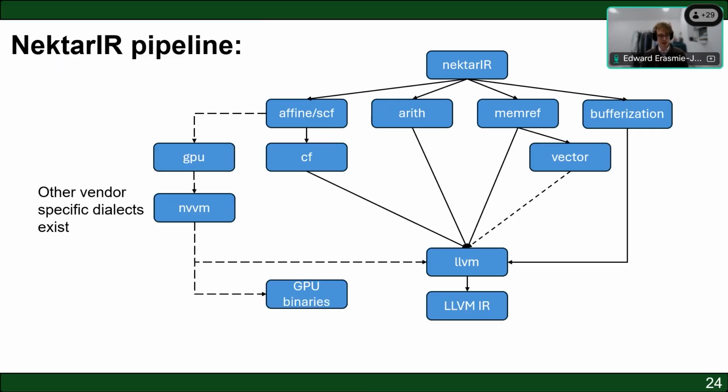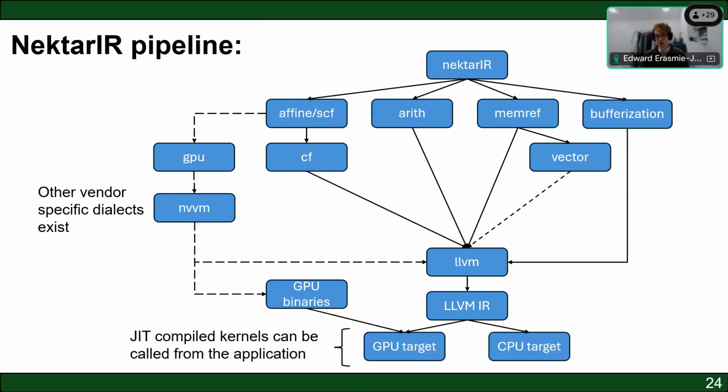There are other vendor-specific dialects available in upstream MLIR. The GPU part of the kernel will be compiled to a GPU binary using the desired GPU compiler, and then the host part of the kernel will be transformed to LLVM IR. Finally, these can be just-in-time compiled. The host part can be just-in-time compiled for the desired target, and then this can be called from your application.